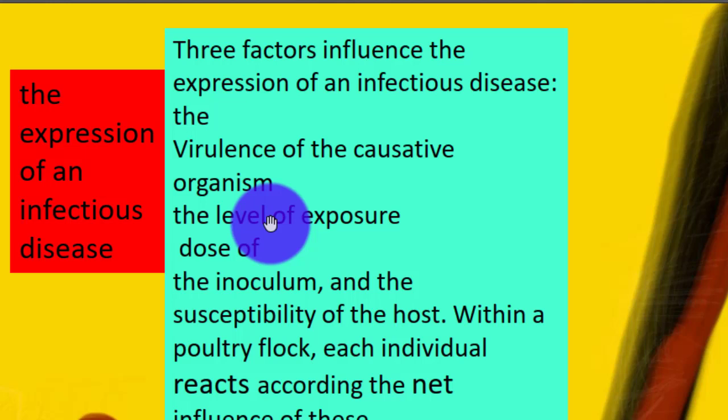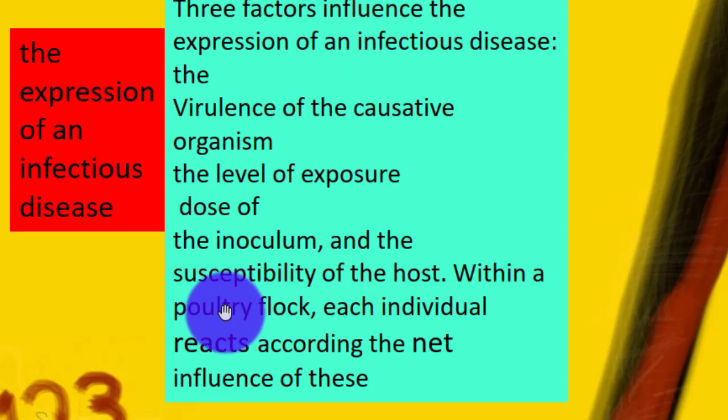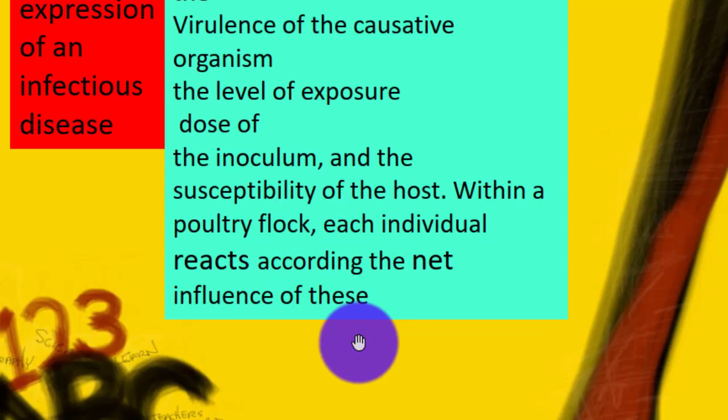The expression of an infectious disease. There are three factors that influence the expression of an infectious disease: first, the virulence of the causative organism; second, the level of exposure or the dose of the inoculum; and lastly, the susceptibility of the host. Within a poultry flock, each individual reacts according to the net influence.